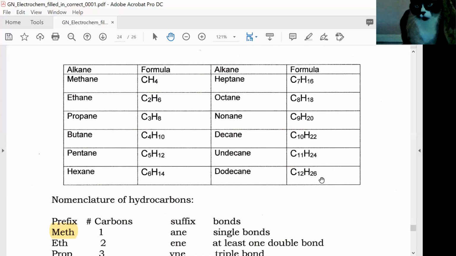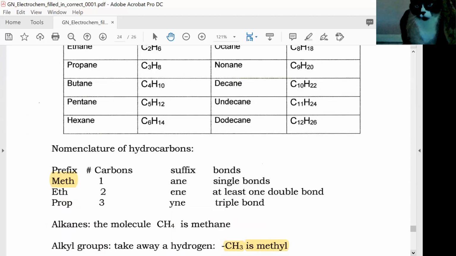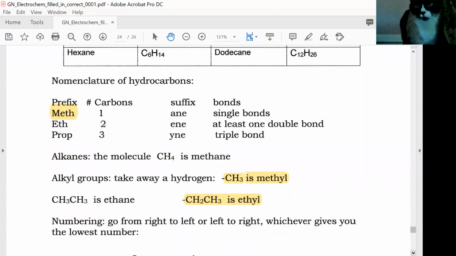So my suggestion to you is not to memorize the equations, but to memorize the sequence. So for example, methane, ethane, propane, butane, pentane, hexane, heptane, octane, nonane, decane, undecane, dodecane. And then you can use your fingers. So starting with 1 is methane. So you're going to have to learn a new language when you take organic chemistry. So we're going to look at that just a little bit.